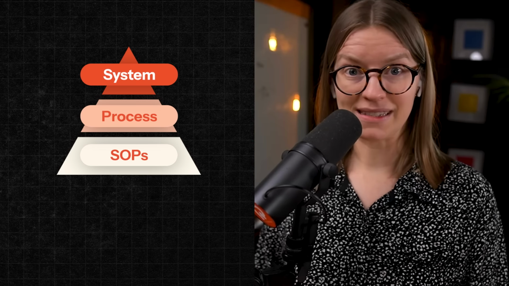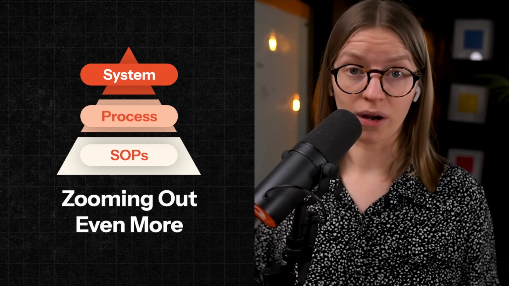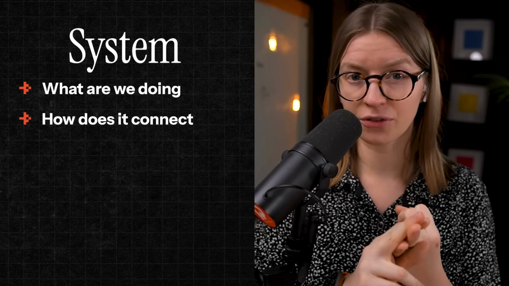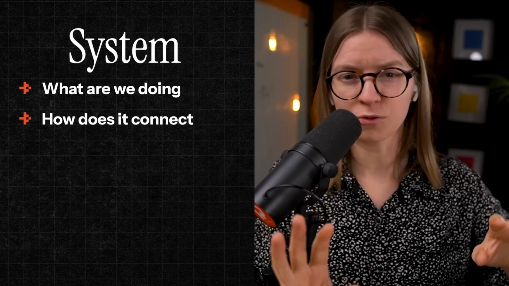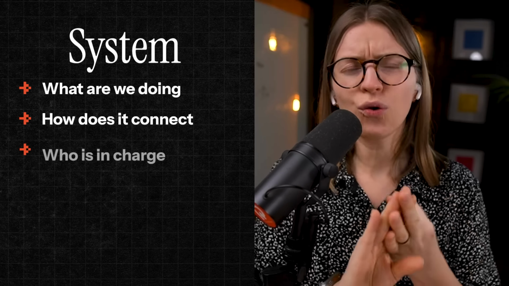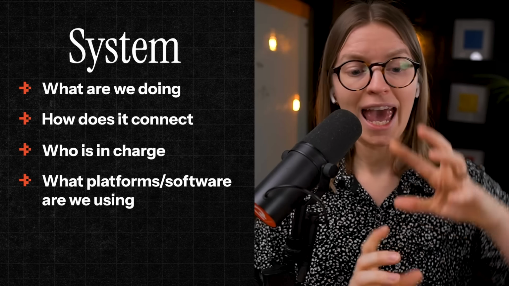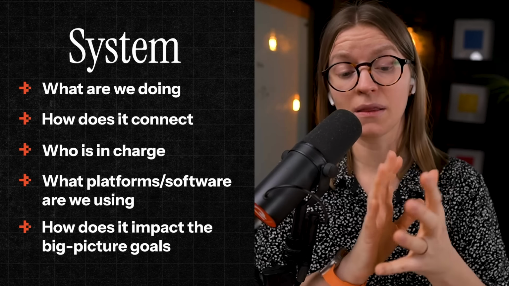A system in business is what happens when we zoom out even more. When we start to factor in not just what are we doing, but how does that feed into other areas? How do all these processes we have fit together? Who is in charge of these processes? What platforms and software are we using? And how does all of this impact the big picture goals of the business? So let's zoom in so we can zoom out again and see how this works.